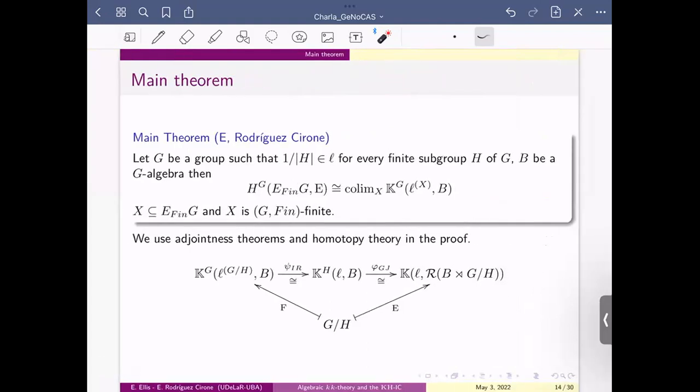Then the main theorem: we have arbitrary groups, but we need that for every finite subgroup, the order of this subgroup is invertible. It is important to point out that next to the word main theorem in the parentheses, what is next to the E is a comma and not a dot. E is for Ellis, not for Emanuel. If it were a dot, it would be.